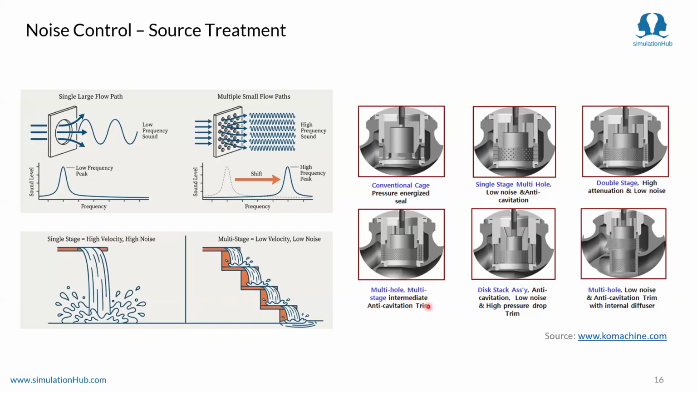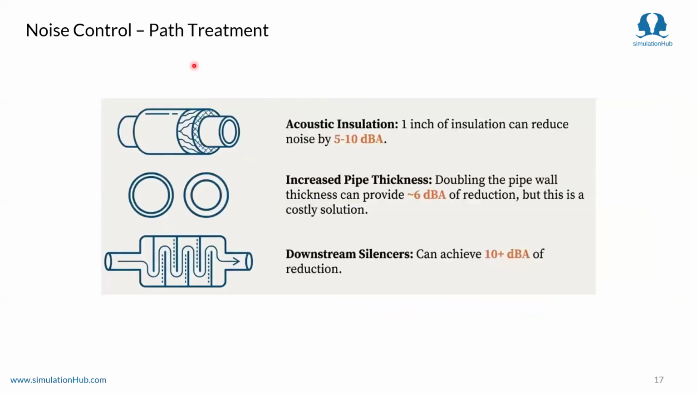So the design is the same. Once you control cavitation, then the noise is controlled. This is the source treatment method. And in path treatment, you have multiple ways. You can add silencers or increase the pipe thickness. So each has its own impact and decibel control.